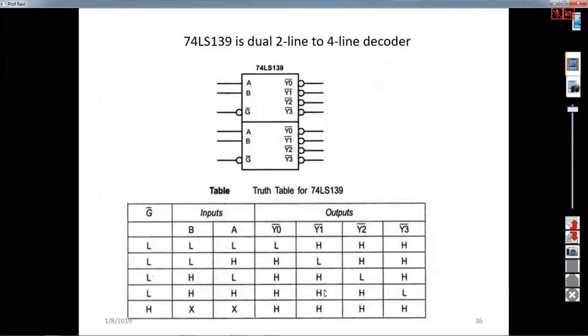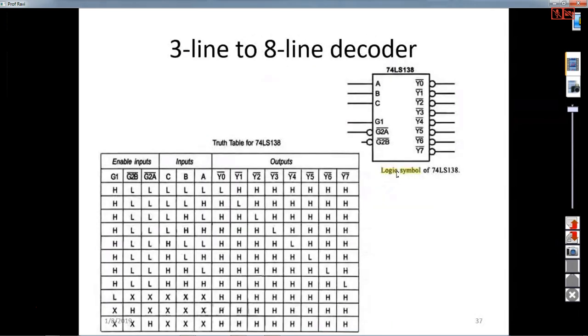Now consider the 74LS139, which is a dual 2-line to 4-line decoder. Here you have 2 inputs, and you can enable either the upper section or the lower section by using this G bar. When it is 0, then this section will be selected. These 2 lines can be 00, 01, 10 or 11, so that Y0, Y1, Y2 or Y3 can be selected. This is the truth table for the 74LS139. The widely used decoder is the 3-line to 8-line decoder.